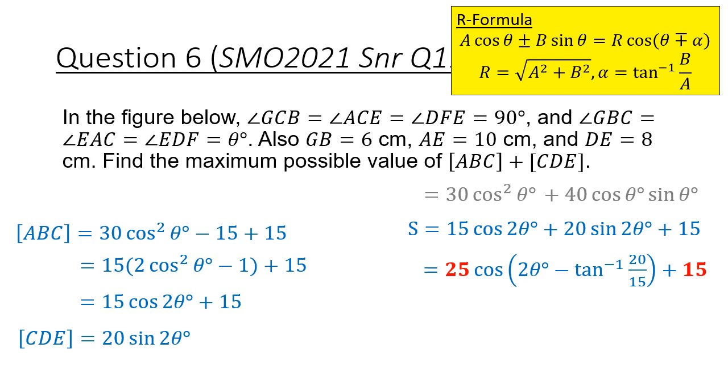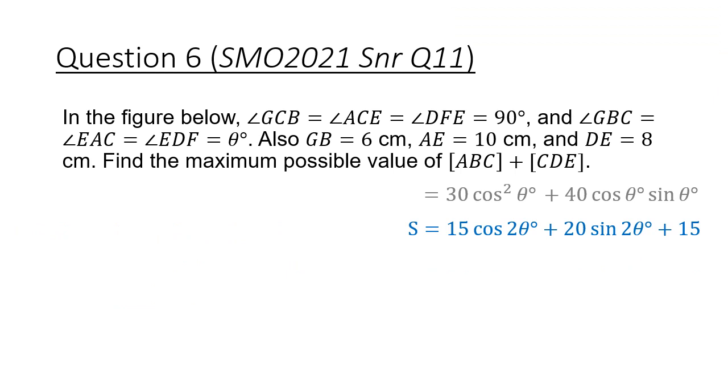Now, it doesn't matter what the alpha is. The key thing we're concerned with is the R. Because cosine varies from -1 to 1, the largest it can be will be 25, the smallest it will be -25. Of course, that would imply a negative area. So the maximum area will be 25 plus 15, which is 40.